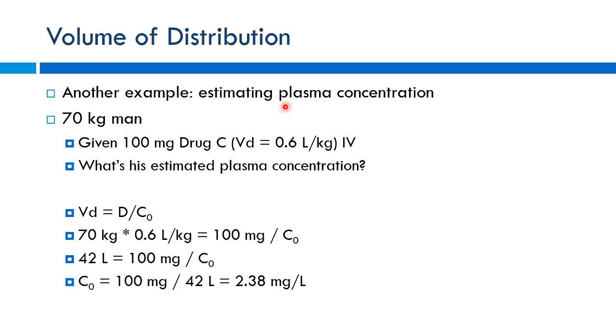So again, this is where it's good to know what the patient's weight is, and that way we know, in general, what the volume of distribution is for the drug, which we know from previous studies, and they've done it with people. But let's say, for instance, we have a 70-kilogram male. Say we're going to give them 100 milligrams of drug C, and we know that drug C has a volume of distribution of 0.6 liters per kilogram, and we're giving this drug IV. So if you see IV, you can just assume the bioavailability is what? 100%. So you don't have to futz with that. So again, what's his estimated plasma concentration?